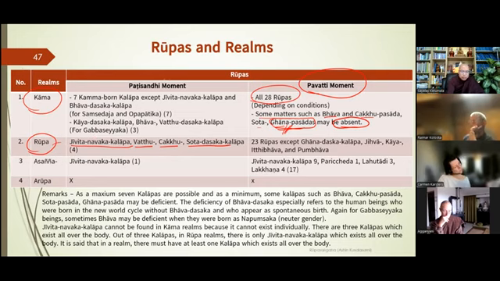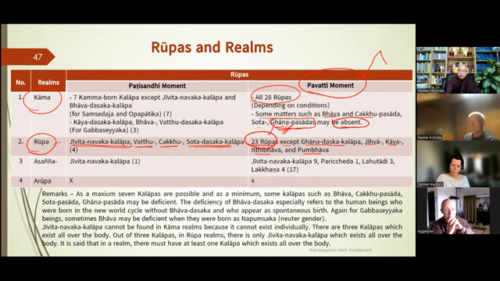So that's why at the moment of Patisandhi for the Brahma, there are Jivita Navaka Kalapa, Utu Dasaka, Chaku Dasaka, and Sota Dasaka Kalapa. And at the moment of the pavatti, 23 rupas, except Ghana Dasaka Kalapa, Jivha, Kaya, Itthibhava, and Pumbhava. We will see that next time. You know, 28 rupas, let's count it here. We will digest later.